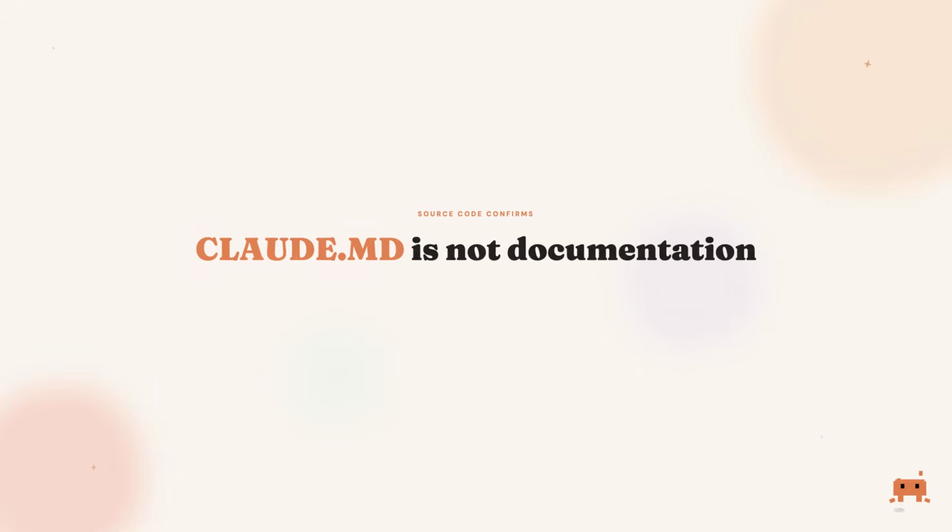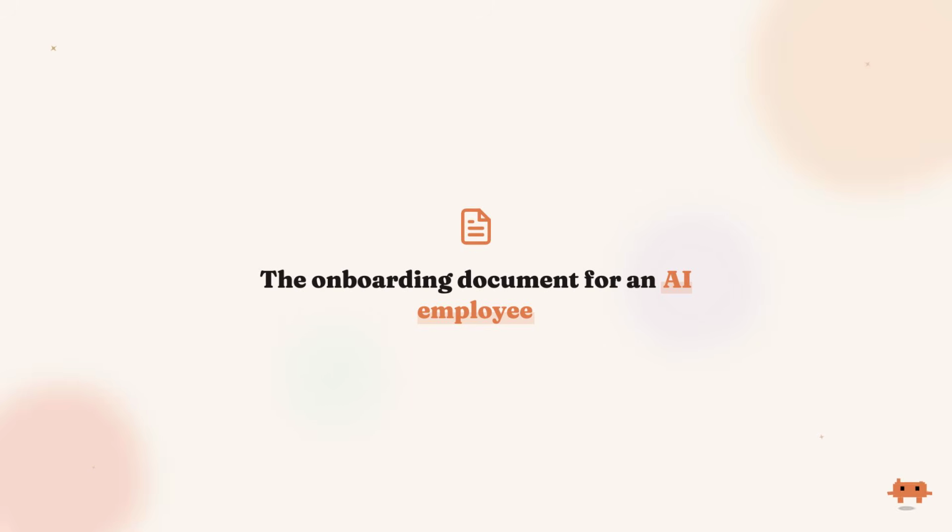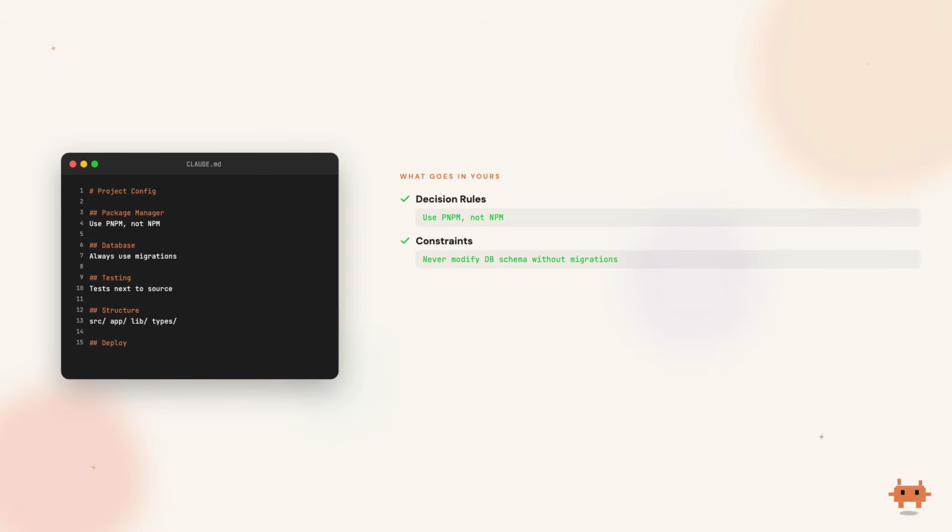The source code confirms what I learned the hard way. Claude.md is not documentation. It's operating context. Think of it as the onboarding document for an AI employee. Here's what goes in mine. Decision rules like use pnpm, not npm. Constraints like never modify the database schema without migrations. Conventions like tests go next to source files. And project structure, key directories only.